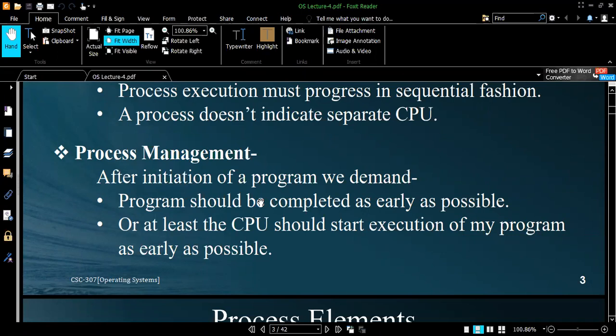Now, process management depends on the fact that whenever you run a program, we demand that the program be completed as early as possible, and at least that the CPU start execution of the program as early as possible. Whenever you close a program, you want it to close instantly. Whenever you run a program, you want it to start instantly. So basically, whenever we interact with a process or a program, we want it to respond as soon as possible. This is what all of us want.